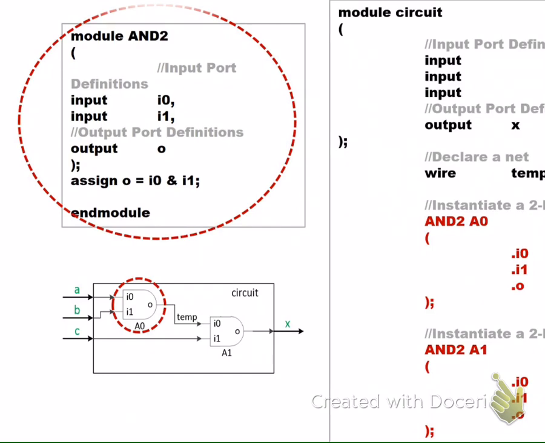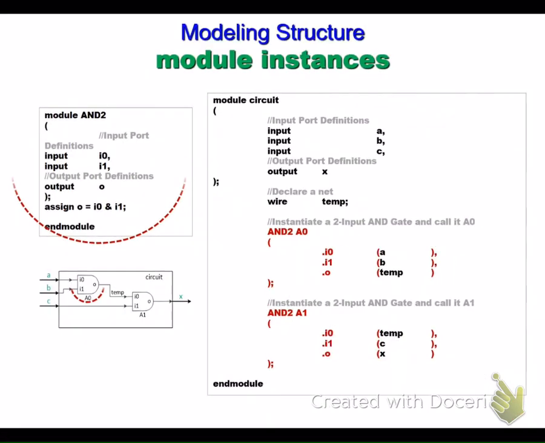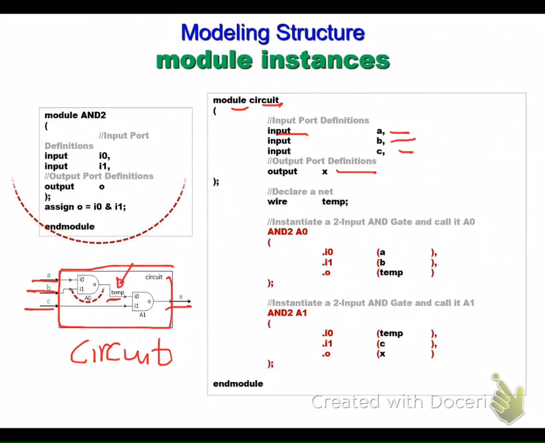Okay? Then I will go to write now my design. My design will be module circuit. This is called circuit. And this circuit has inputs A and B and C and output X. And then it has a signal in between called temp. And we said that if it is in between, I can't call it an input and I can't call it an output. Then I have to call it a wire in this case. And this is what I will define, wire temp.